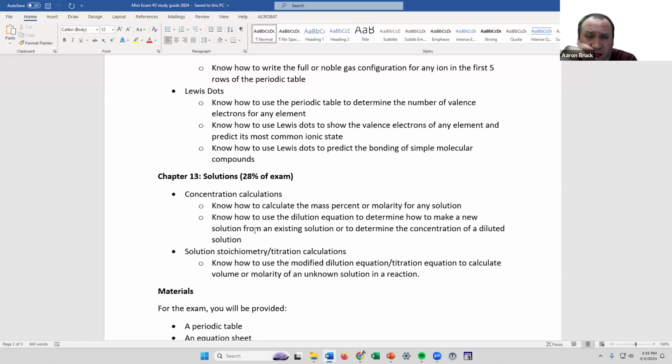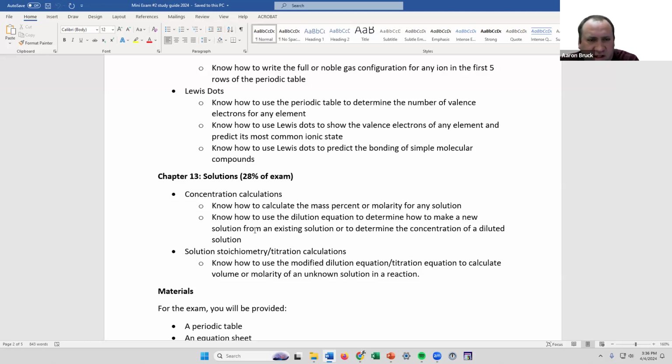Being able to convert that number of valence electrons into Lewis dots for a given element. Being able to predict the most common ionic state based on the octet rule. And then finally being able to use those Lewis dots to connect elements to each other to predict the bonding of simple compounds like water, ammonia, carbon dioxide, the things that we focused on in class.